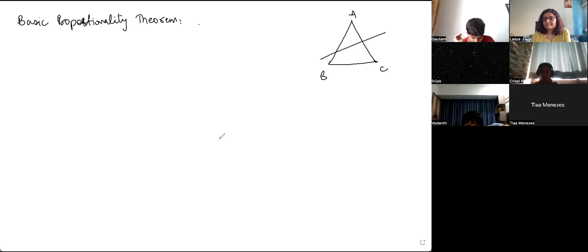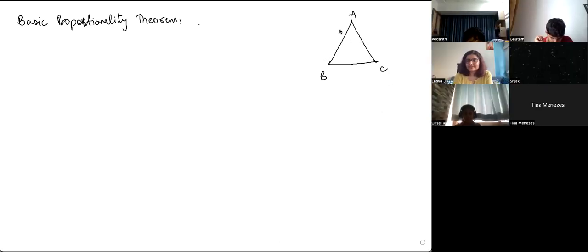Yeah. That's an important keyword, Tia. So correct it, Vedant. So if a line is drawn parallel to one side of the triangle. So Tia, if you forgot about it, underline it, make a note, it needs to be parallel to one side of a triangle. Then what happens, Vedant? Let's name the two points D and E. So then AD over DB will equal AE over EC.